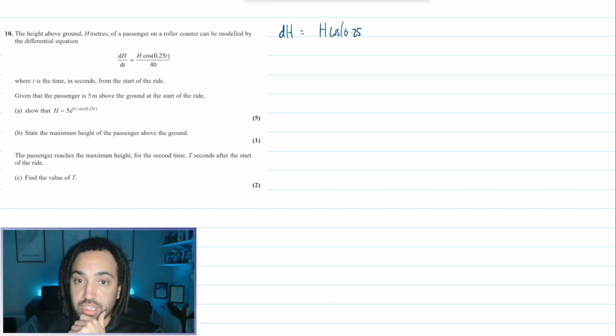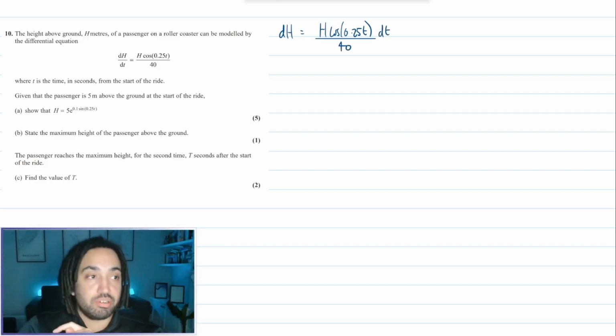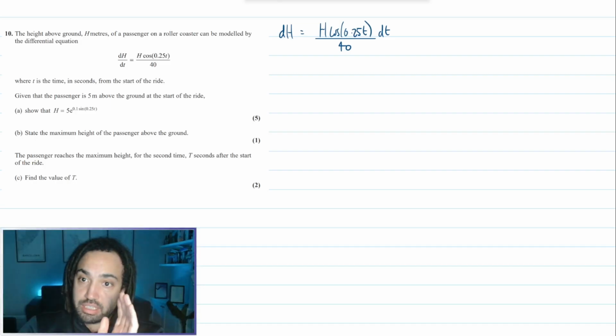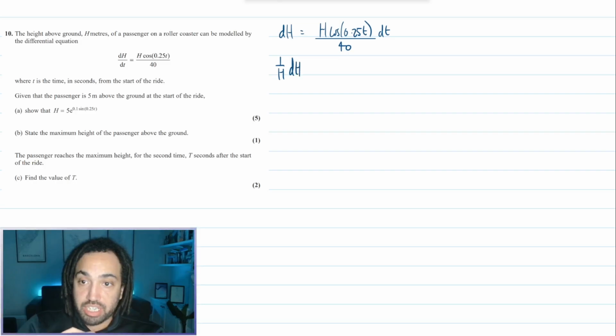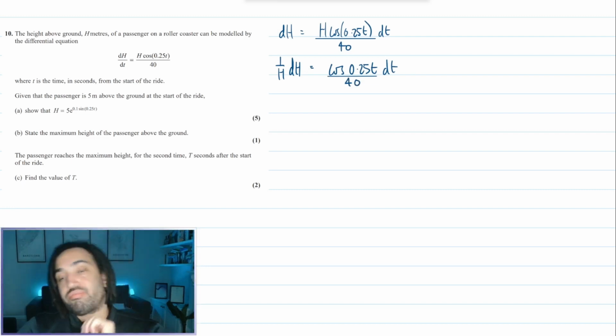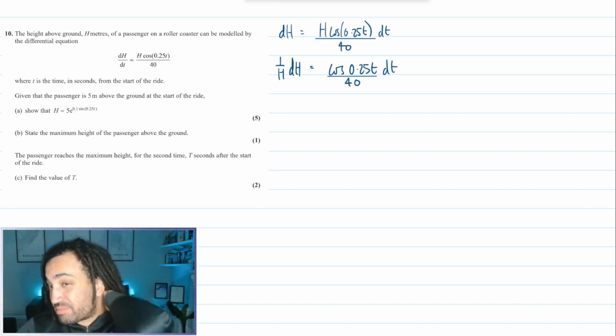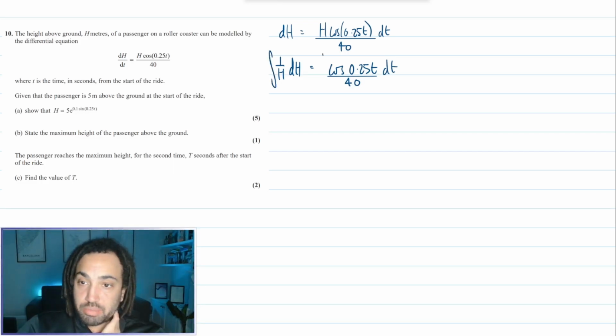And that way the right hand side will become the dt side, where I want to keep all my t variables, and the left hand side will be the dh side where I want to keep all my h variables. So let's divide by h, and that gives me 1 over h dh here, and over here I have cos 0.25t dt all over 40. Yeah, I think we'll leave it like that, and then what we'll do is we'll integrate both sides.